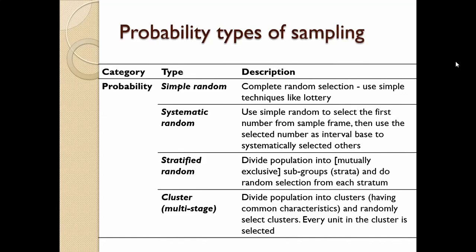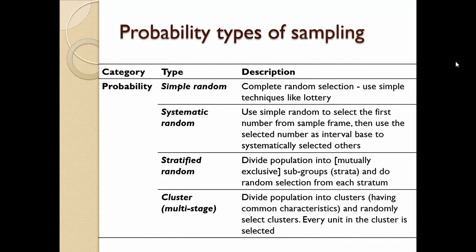which you have to select. So you use simple random sampling to select the first number, and then you use that number as the interval base to systematically select others. So in a list, for instance, if you have 1 to 100, you can simply at random select one number, let's say 3, and then that means you continuously select each number that comes up after you have counted 3.